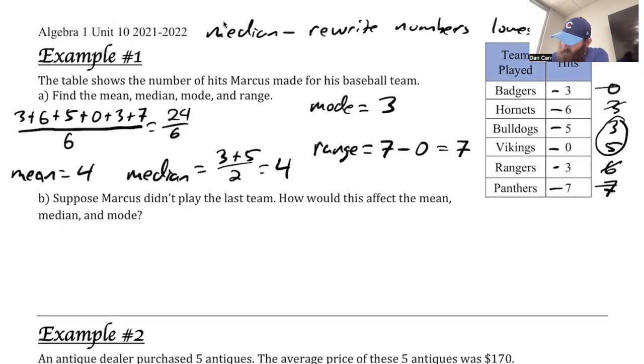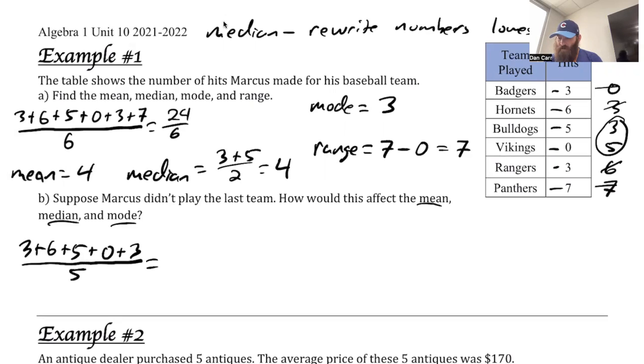Part B, suppose Marcus didn't play the last team. How would this affect the mean, median, and mode? So for mean, we're going to do the same thing we did before, but in this case, we're actually going to stop at 3 here and not at the 7. But now my mean is also going to be divided by 5 instead of by 6. So I'm going to add these together, and 3 and 6 is 9, and 5 is 14. We get 17 divided by 5, which comes out as 3.4.